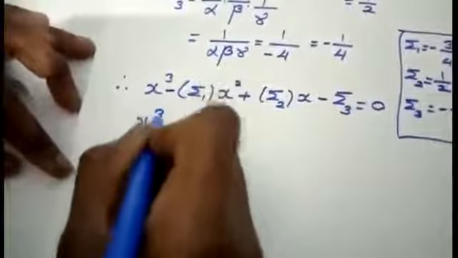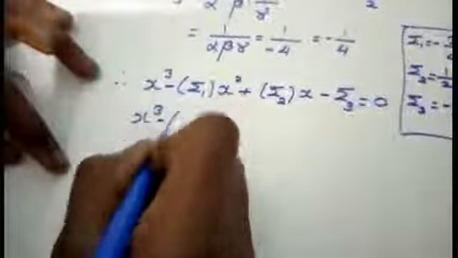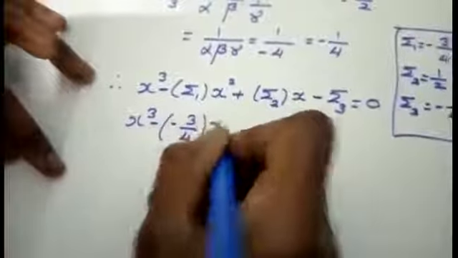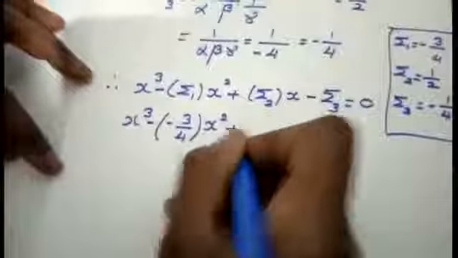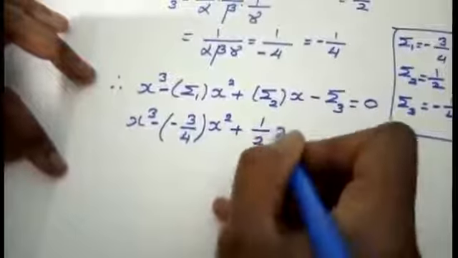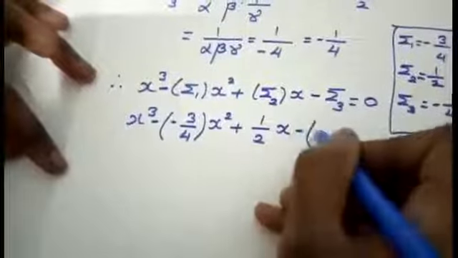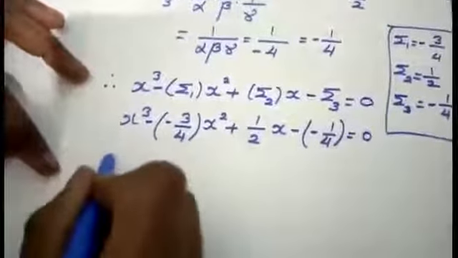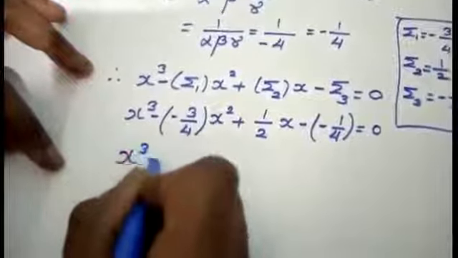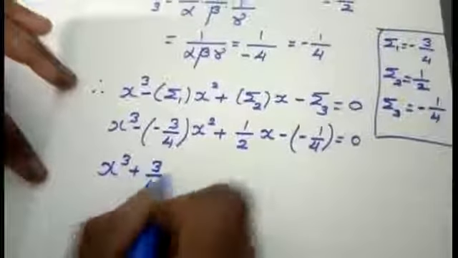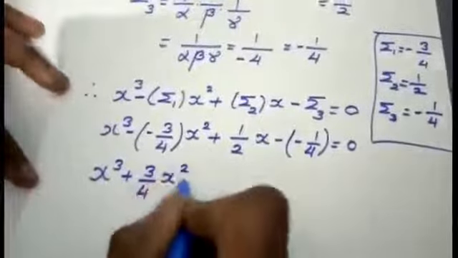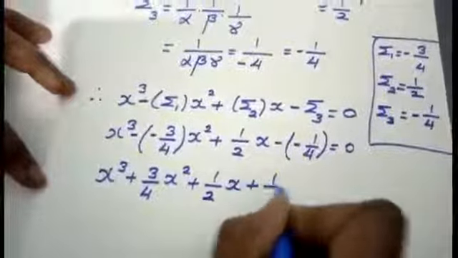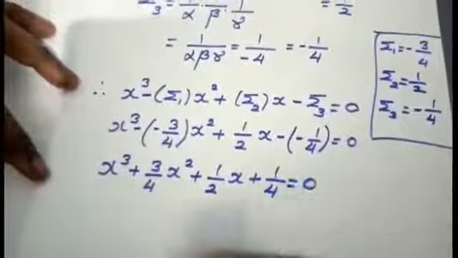Which is nothing but x cube. What is the value for summation 1? Minus 3 by 4, x square plus summation 2, 1 by 2 x, minus of minus 1 by 4 equal to 0. You are going to simplify, that is x cube minus into minus plus 3 by 4 x square plus 1 by 2 x plus 1 by 4 equal to 0.